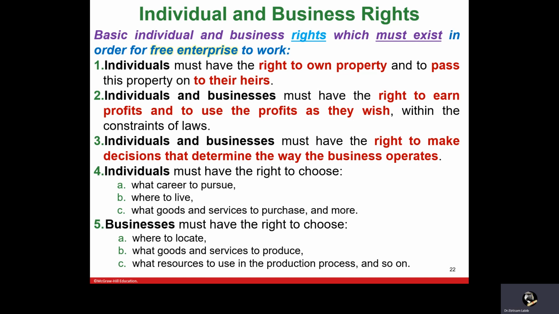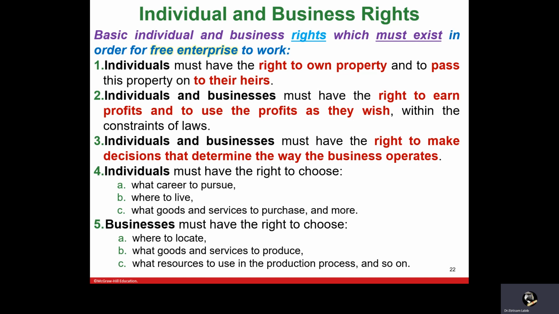In the free enterprise system, or the capitalism system, individuals and businesses have some rights. First, individuals must have the right to own property and to pass those properties to their heirs or family members. They should have the right to purchase land, to purchase a house, and to pass that house to their family members.